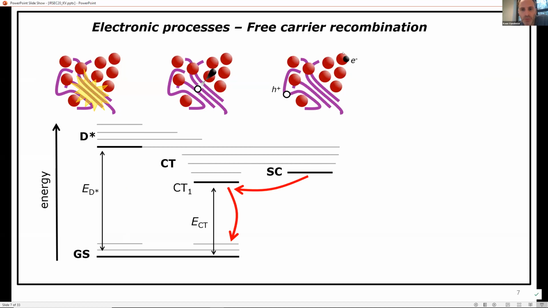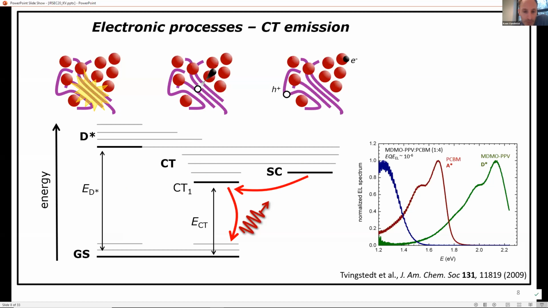You can also do this when you use your solar cell as a light-emitting diode. So you inject charges, you start from this state, the electron and the hole, and they will meet, they will form this state, and the state will decay. So if you use your organic solar cell in the forward regime, as in a light-emitting diode, you will see emission spectra looking like this blue curve.